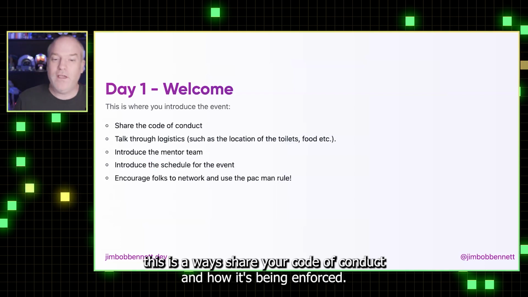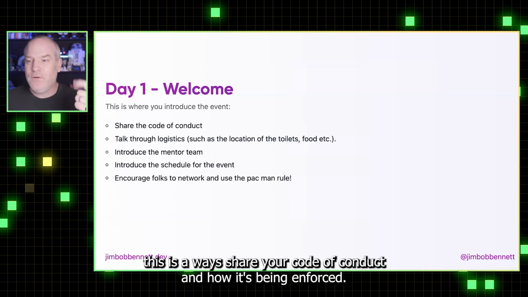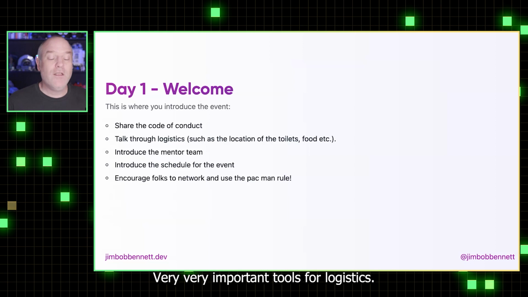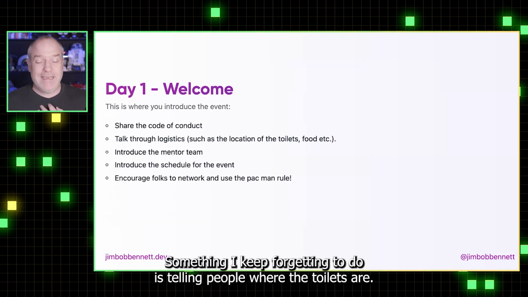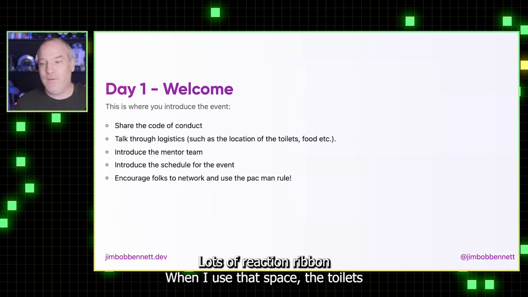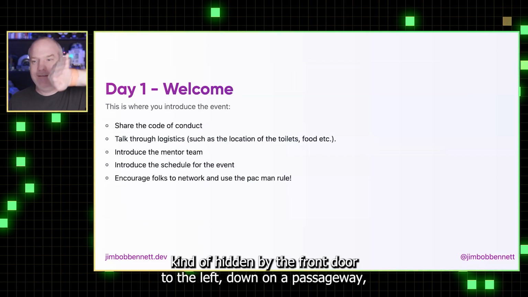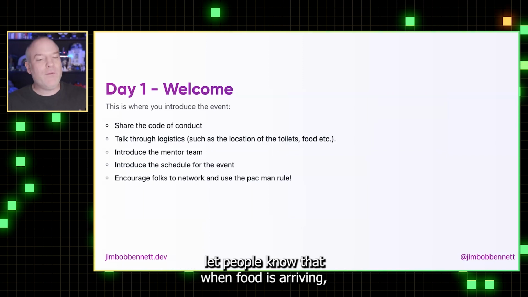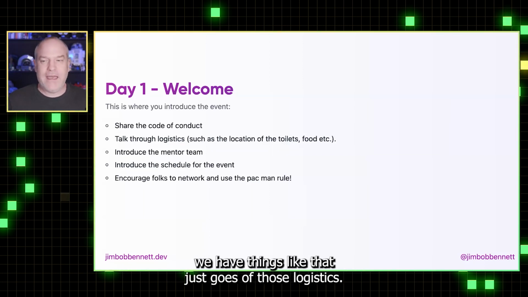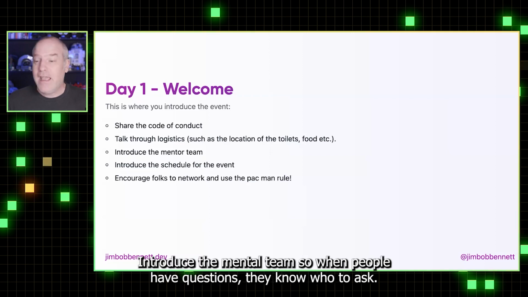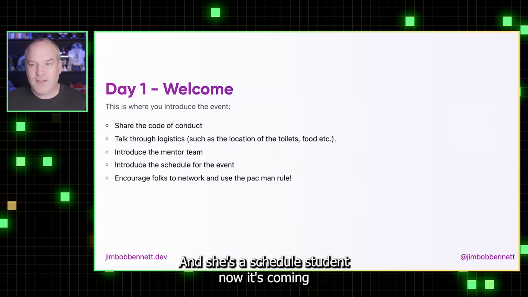This is where you share your code of conduct and how it's being enforced. Very, very important. Talk through logistics. Something I keep forgetting to do is telling people where the toilets are. At Microsoft Reactor in Redmond, when I use that space, the toilet's hidden by the front door to the left, down a passageway. Let people know. Let people know when food is arriving, things like that. Just go over those logistics. Introduce the mentor team, so when people have questions, they know who to ask. Introduce the schedules, so people know what's coming.